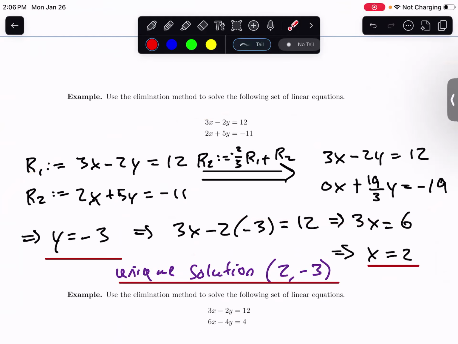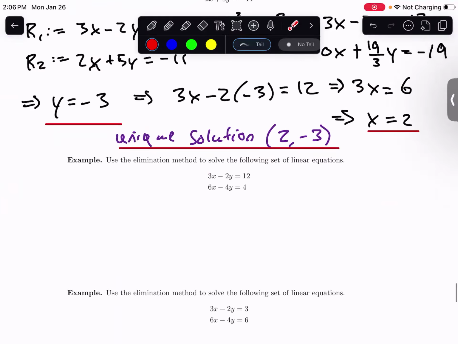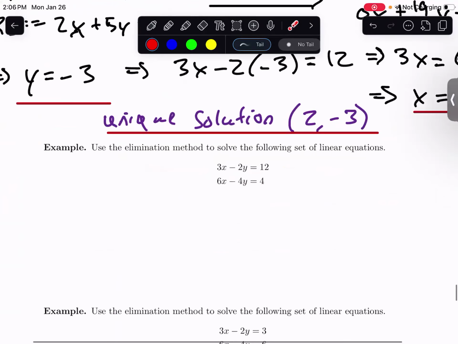And now we're just going to continue onwards. So for this next example, I want you to use the elimination method to solve the following set of linear equations. So we have 3x minus 2y is equal to 12, and then we have 6x minus 4y is equal to 4. This is like a smaller system of linear equations, but you can kind of see there aren't going to be any solutions here. And maybe you're asking how.